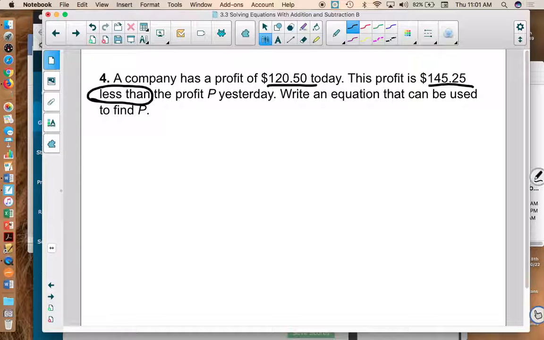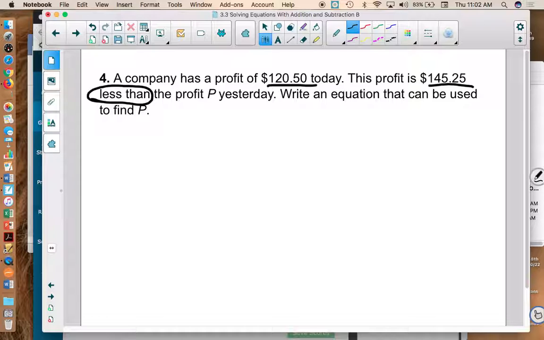So, tell me, what am I going to do? Less than tells me what property, what operation? Subtraction. Okay. Alice, how do I set it up? Well, since today's profit is less than yesterday's profit, then you would add today's profit and the difference between them to get P, which is yesterday's profit. Okay. So exactly what do you want me to write?